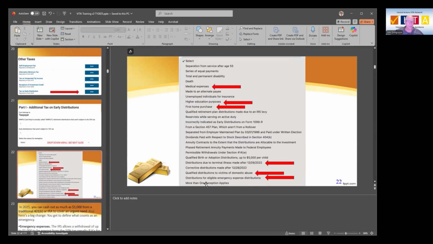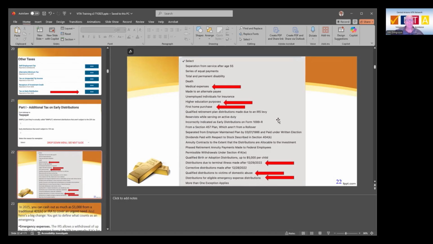I'm not going to read all of these to you because most of them are fairly rare. But if you have medical expenses, now there has to be huge medical expenses. Has to exceed 7.5% of your adjusted gross income. That's rare that we're going to ever see that one. But higher education purposes, that's common. They go back to school and they take money out of their IRA, especially if they lost their job and they're going to go back to school to retrain for a career. Well, they can take money out of their IRA to pay for that. They'll have to pay taxes on the distribution unless it's a Roth, okay? But they won't have to pay that 10% penalty. Or first-time home purchase is common.